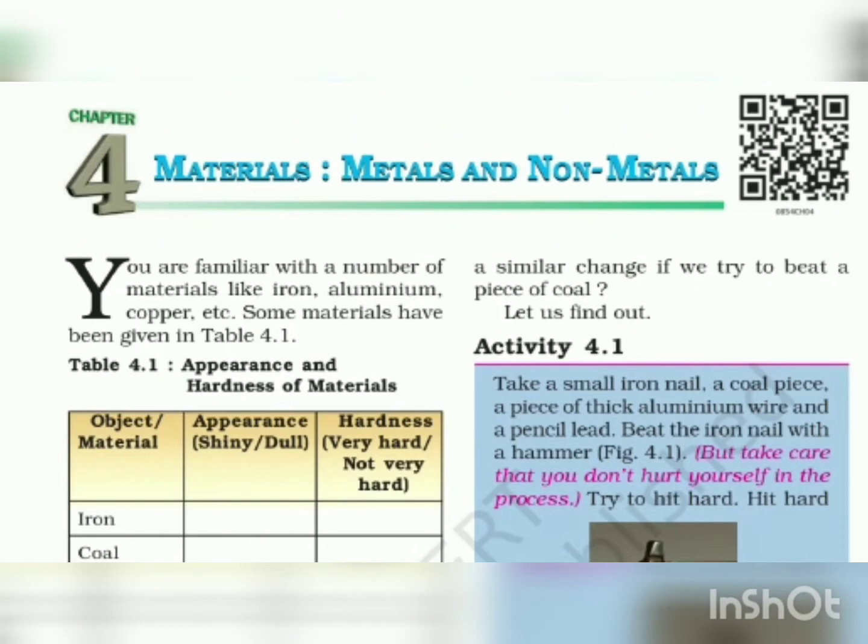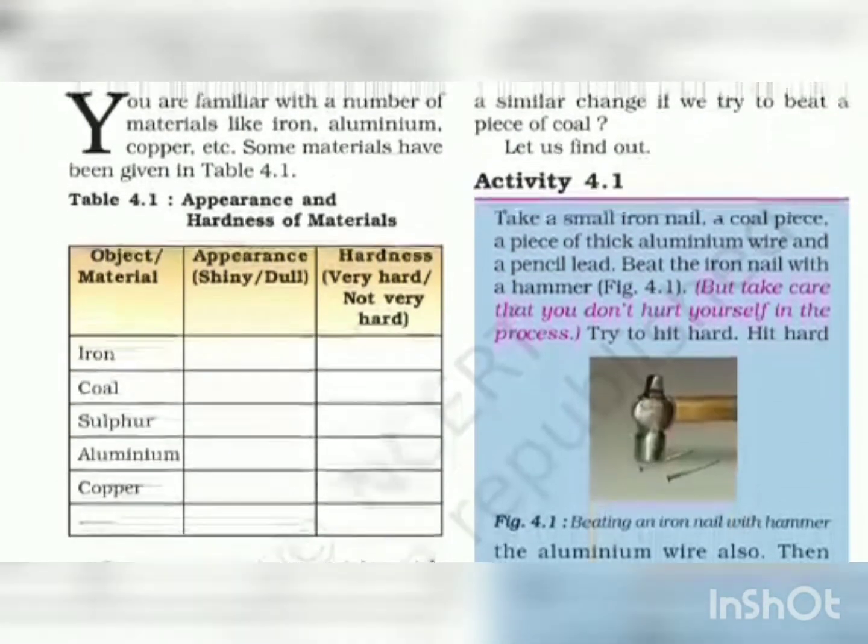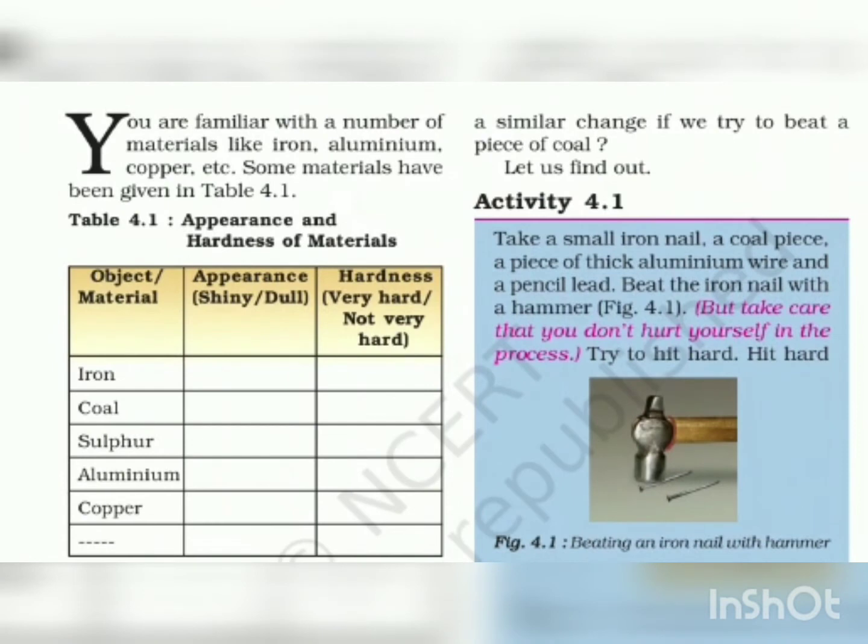You must be familiar with a number of materials like iron, aluminium, copper, etc. Some materials have been given below. According to their appearance and hardness, you have to identify them. When we discuss iron, the appearance is shiny, and when we come to its hardness, it is very hard.